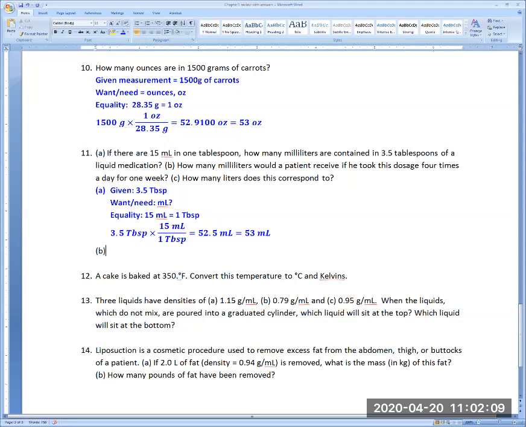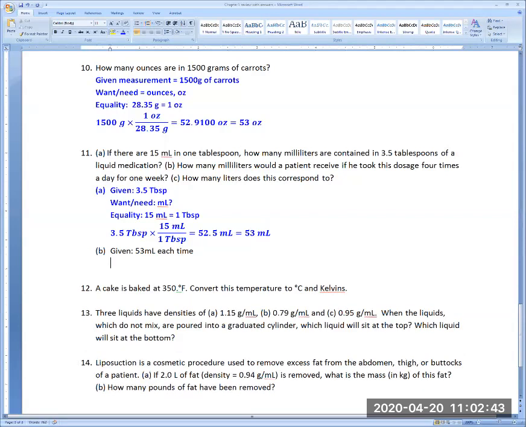So we will start with 53. You can still start with the given here and say that it's 53 milliliters. And that would be for one time, right? So let's see. Each time. Then let's find equalities we know. So we want to know for 1 week.